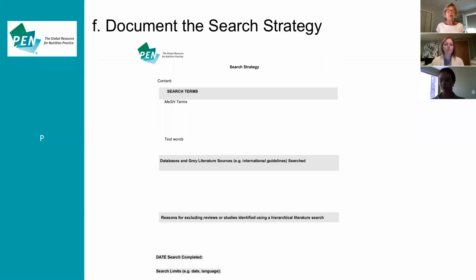And we're documenting this information on our search strategy, the MeSH terms, the text words, the databases. So at a minimum, looking at doing a PubMed search. The rest of the search strategy we'll get to when we talk about reasons for excluding reviews, when we're really looking at identifying the studies to include. So we'll take a pause on that.